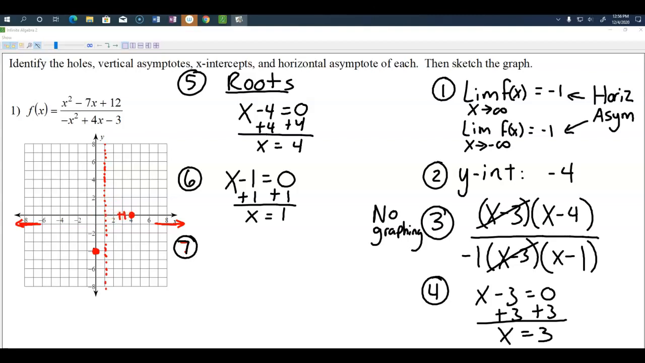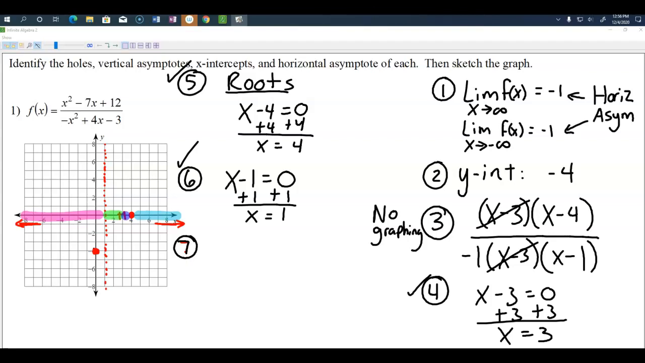Matter of fact, let me rephrase myself. We should probably pick a point that's in between the holes, roots, and vertical asymptotes. So I want to pick a point that's in between the hole and one that's in between the hole and the root, and we'd probably want to pick another point after the root, and then another point to the left of the asymptote. So we want to pick numbers that are in between the holes, roots, and vertical asymptotes. And so I have 4 points that I want to plug in, okay?